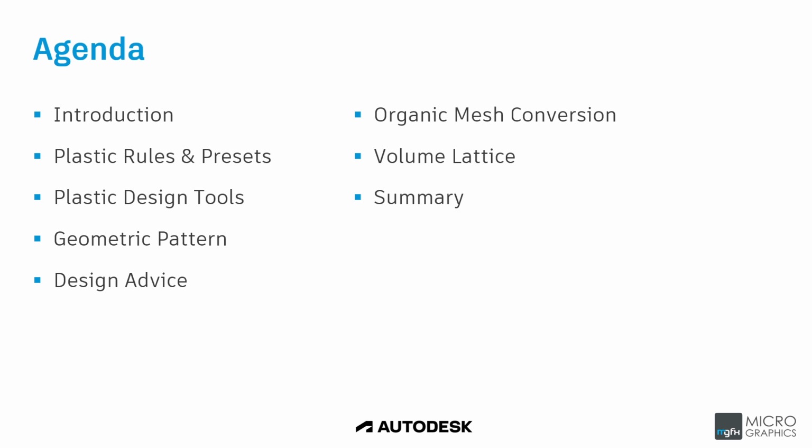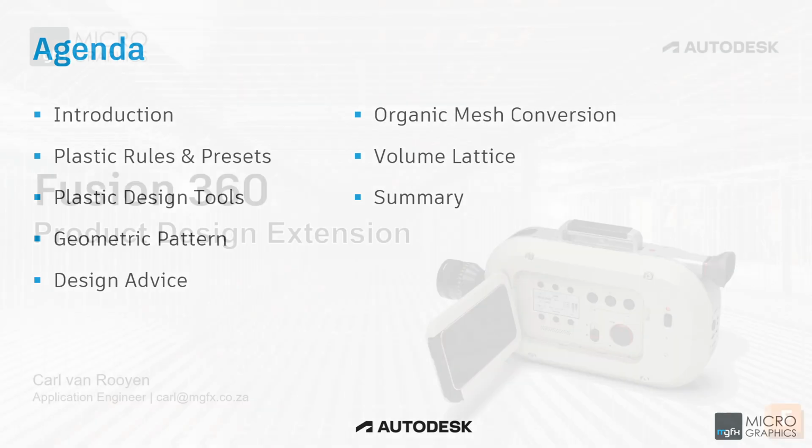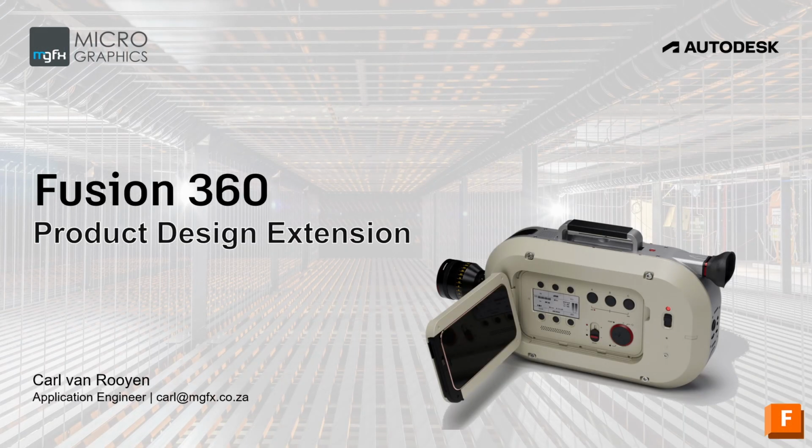Then I'll be looking at the specific plastic design tools that are unlocked with the extension. These are Boss and SnapFit. Then we'll move on to the geometric pattern command, design advice, and organic mesh conversion, which allows you to take scan data and convert it to T-spline data, before we move on to the volumetric lattice command. And then we'll close off with the summary.